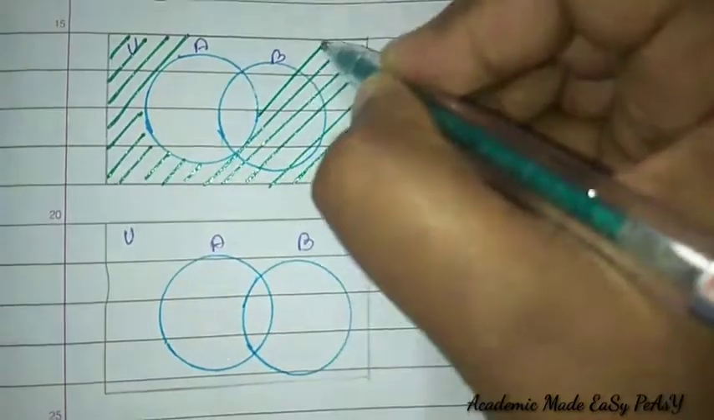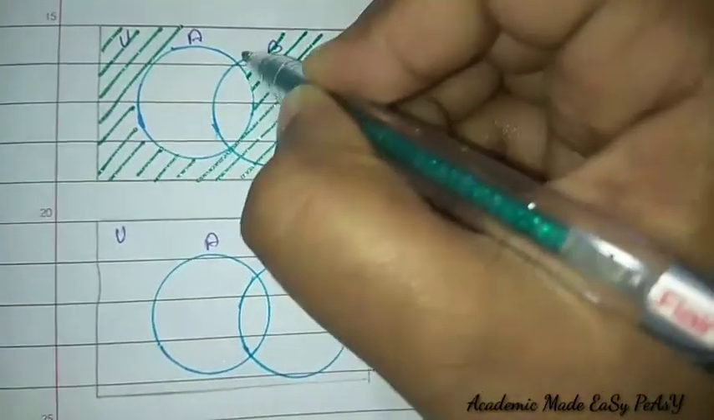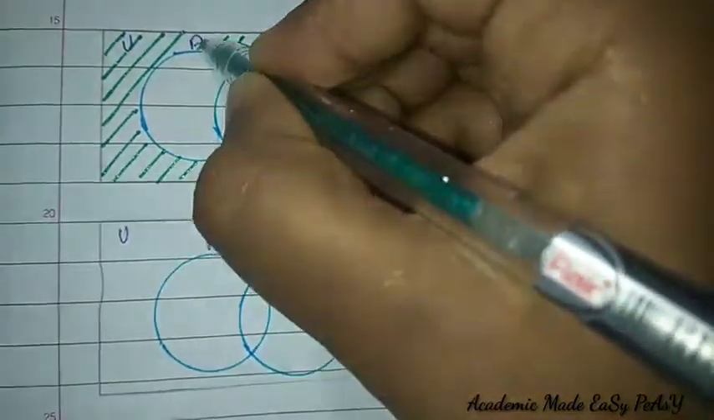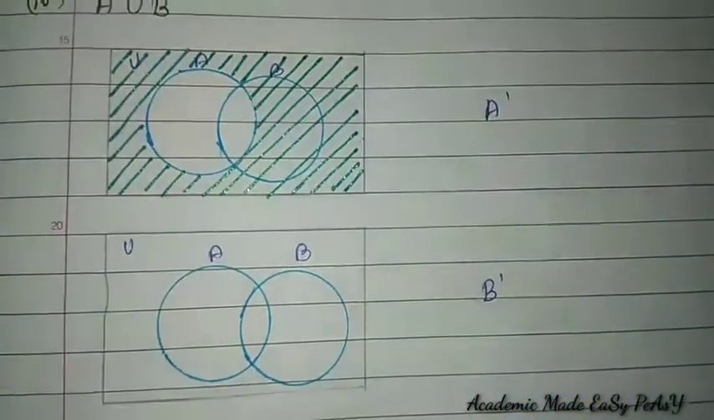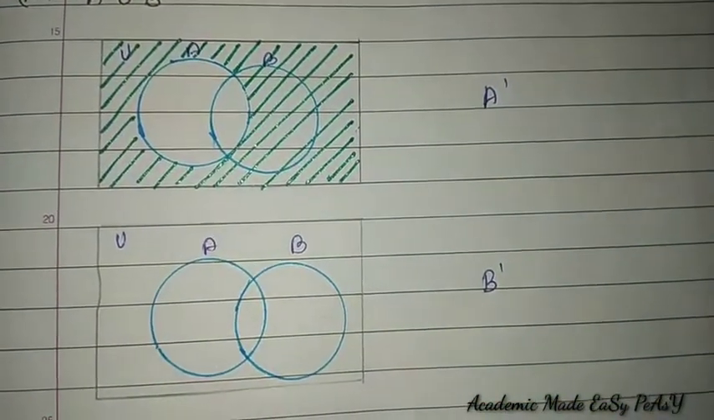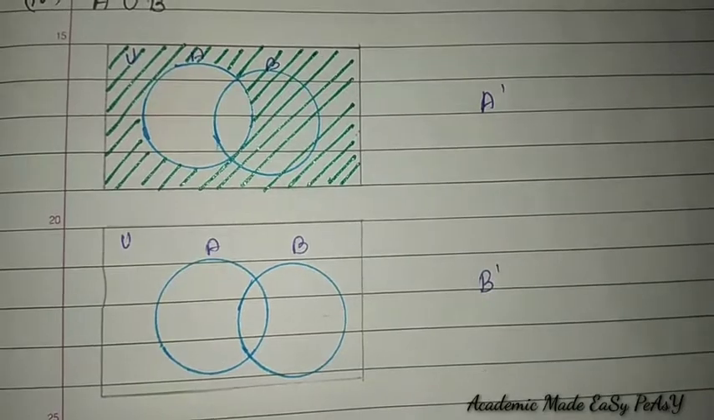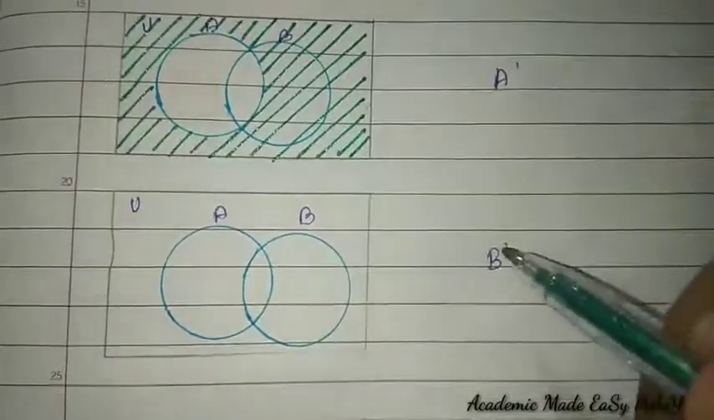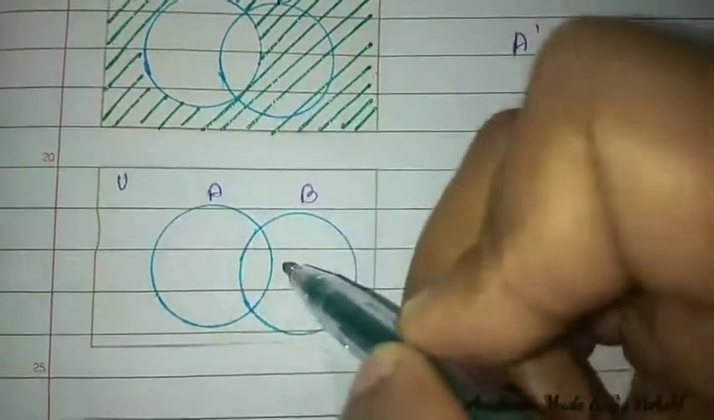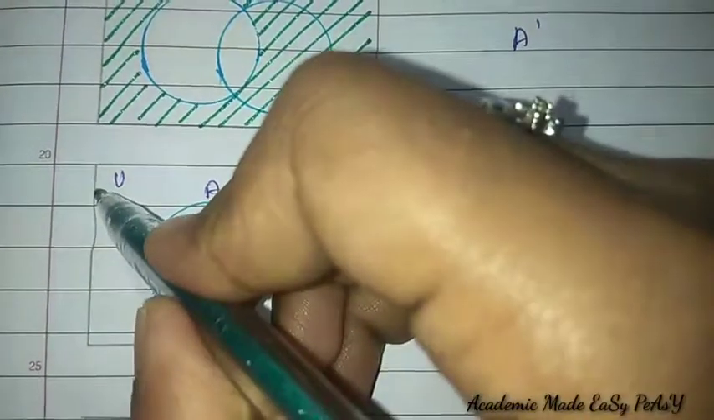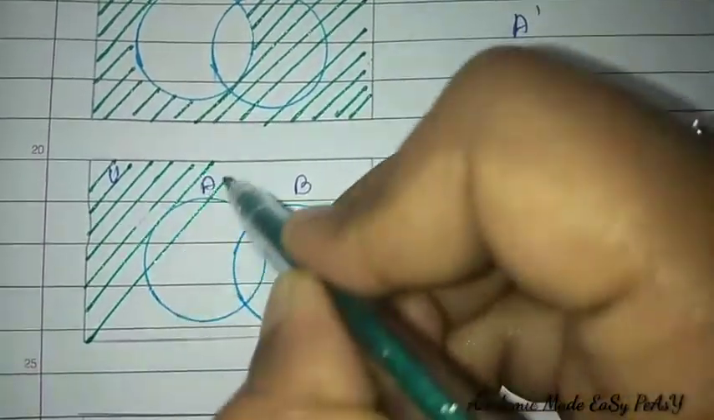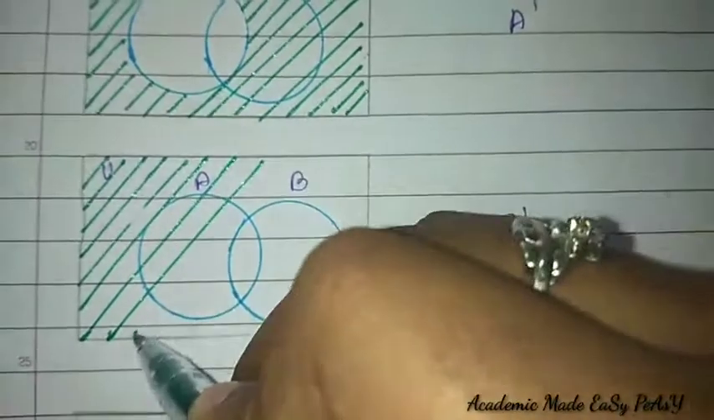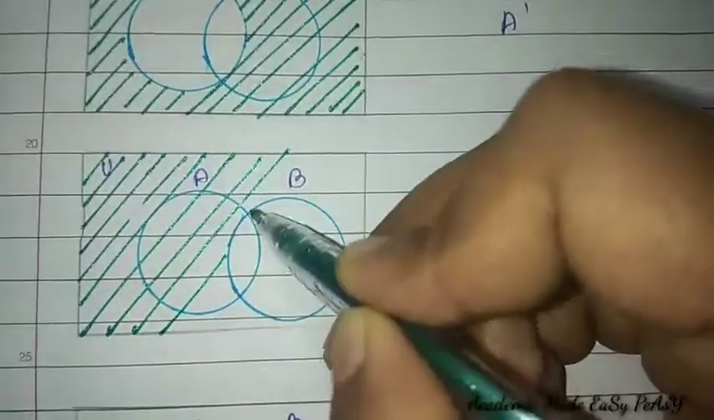If you have any doubts in shading or in drawing Venn diagrams, mention it in the comment box. I will make another video to make it clear. Now, as we did for the previous sum, we will do B dash also. Except the circle B, we have to shade the entire region. So I am shading it like this.